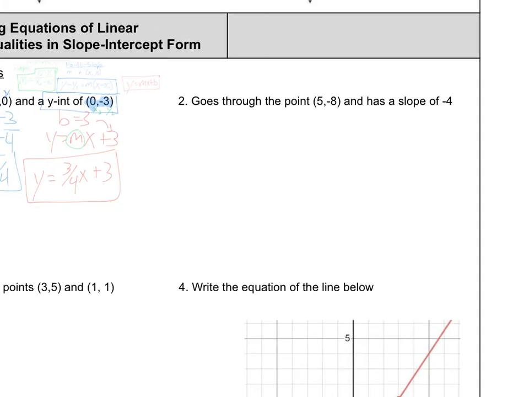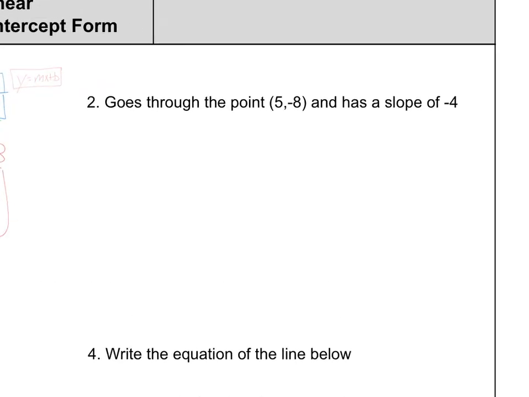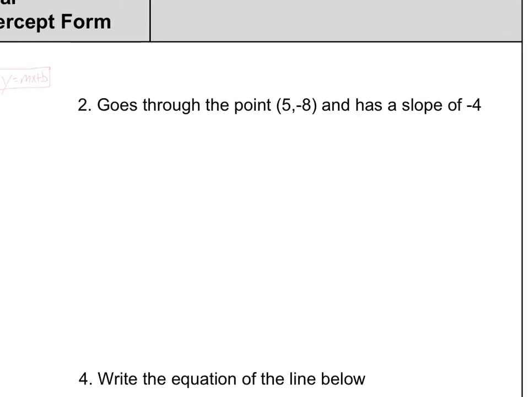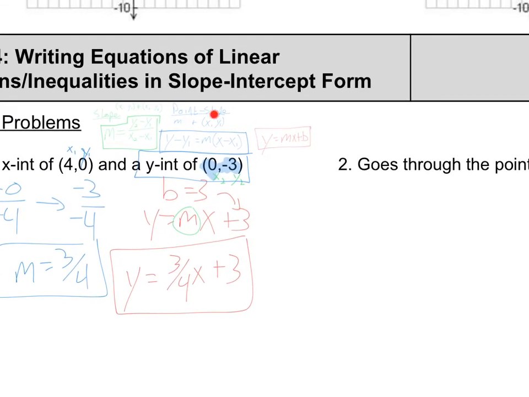We have a line that goes through the point (5, negative 8), so they gave me a point, and has a slope of negative 4. Well, I've got a point, and I've got the slope. Logic tells me point-slope form.